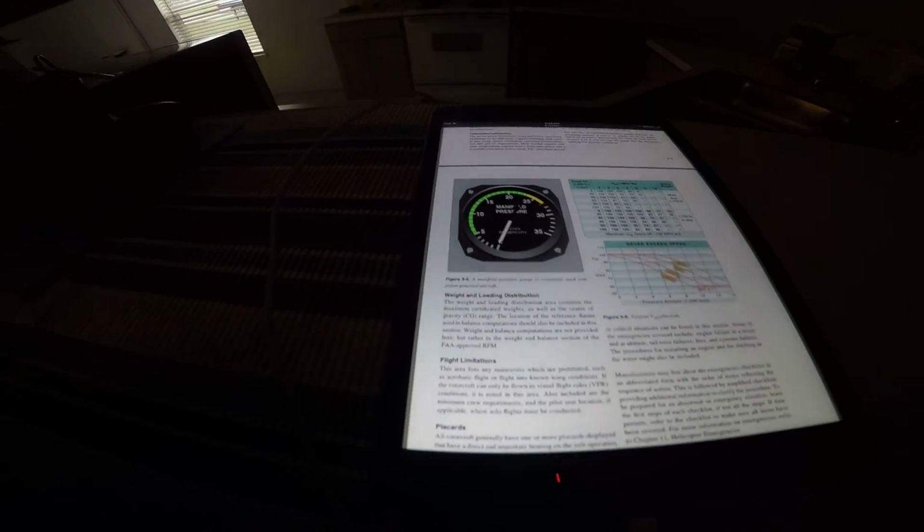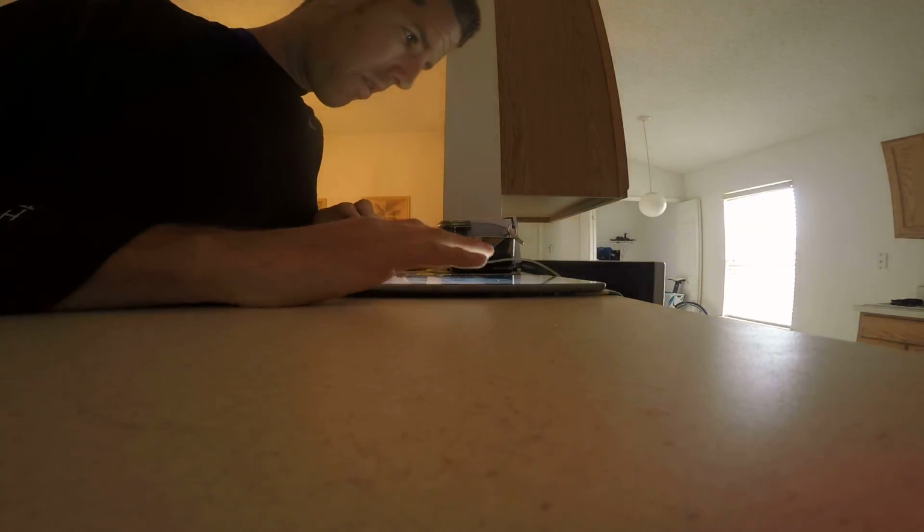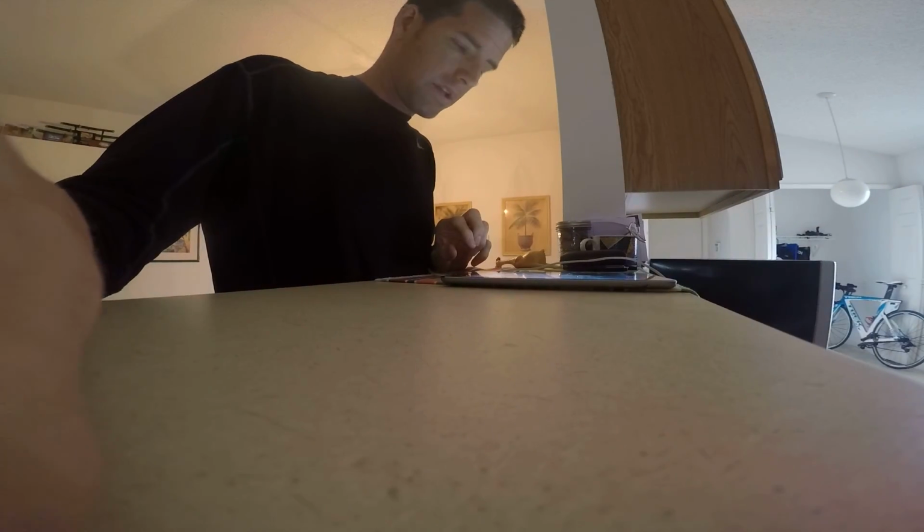So yeah, we're going to go into weight and loading distribution. All right, we'll stop here on page 4 of 6, and we're going to continue on with weight and loading distribution.